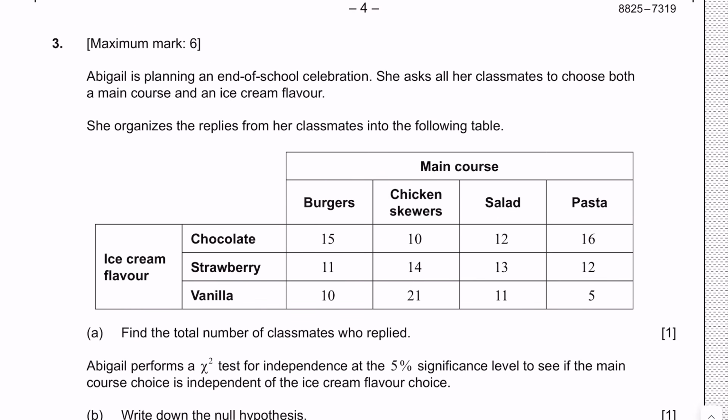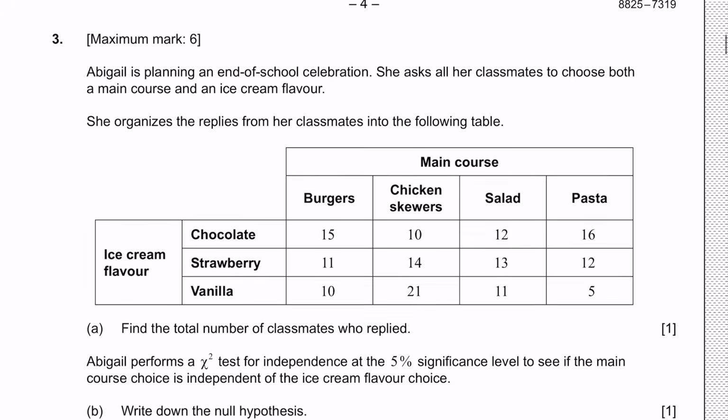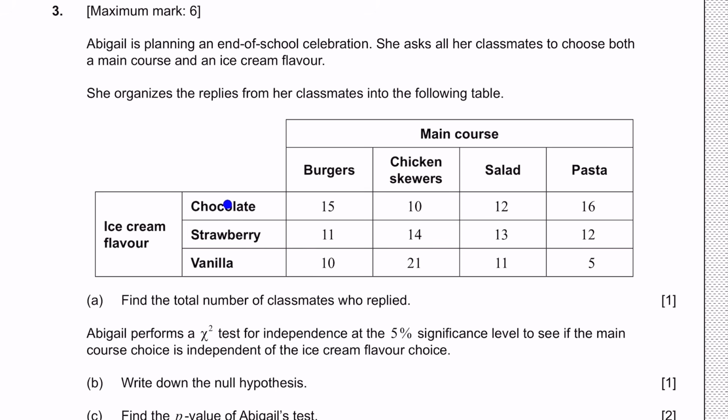All right. Question 3. Abigail is planning an end-of-school celebration. She asks all her classmates to choose both a main course and an ice cream flavor. She organizes the replies from her classmates into the following table. So here's the main course, here's the ice cream flavors that they've chosen, and then these are the individuals that have chosen both burgers and chocolate and chicken skewers, and so on.